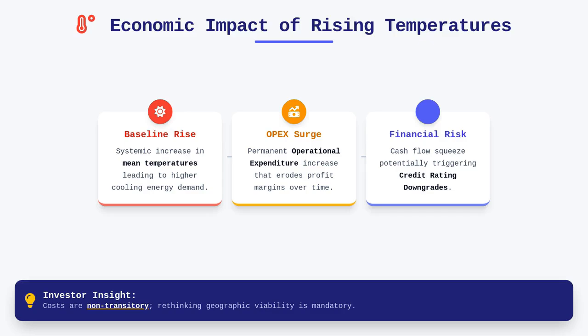Furthermore, investors must recognize that such costs are rarely transitory. They are indicative of a permanent alteration in the geographic viability of certain business models. Consequently, capital allocation strategies must evolve to weigh the efficacy of existing cooling infrastructure against the projected cost of cooling in a warming world.